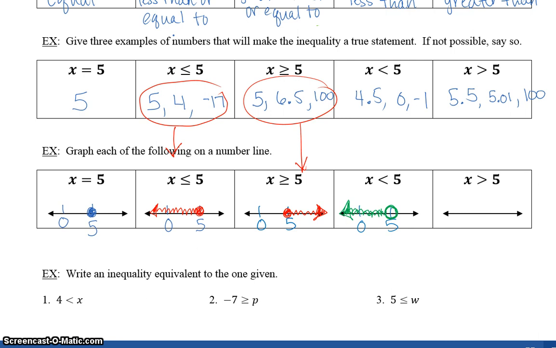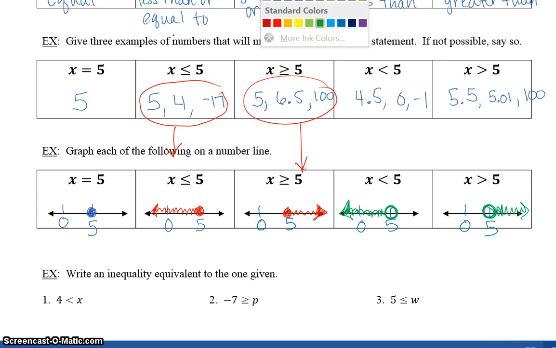So for the last one, 0 and 5, we want the numbers that are greater than 5. Again, 5 does not work, so we will put an open circle there as opposed to the closed circle, and we will shade to the right.